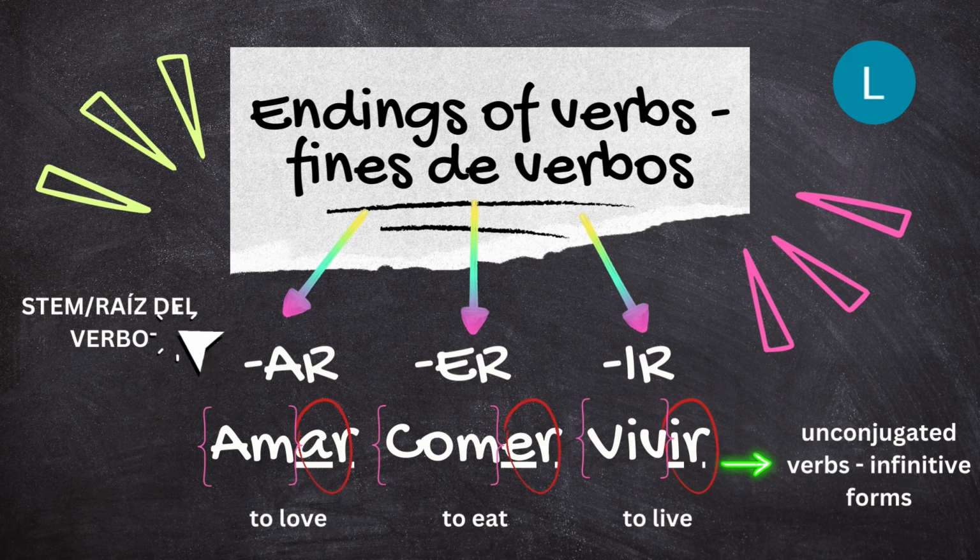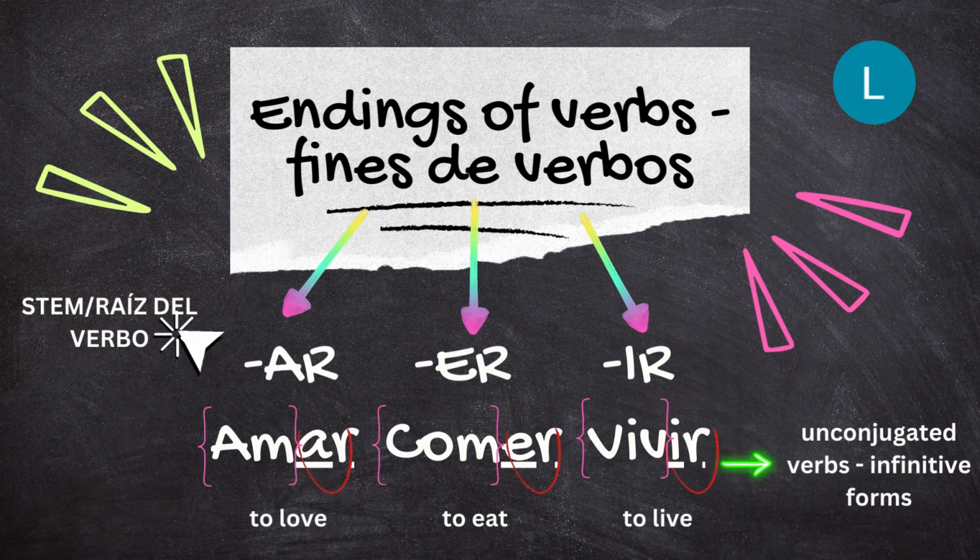Okay. One example of an AR ending verb is amar, which means to love. And if you see, the little circle indicates the AR at the end. It's only highlighting fin de verbo, the ending. An example of ER is comer, which means to eat. And an example of an IR ending verb is vivir, to live.